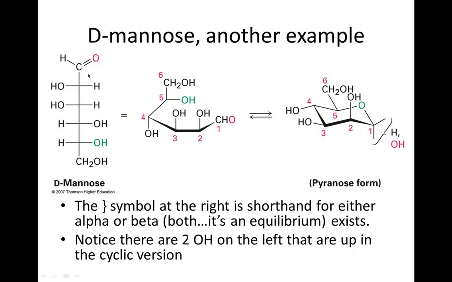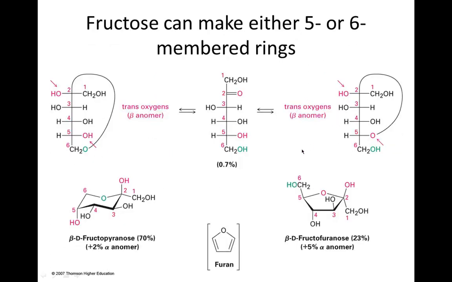You should be able to go from an open chain form to a cyclized form, and remember, left goes up, and you have to keep straight whether it's axial or equatorial, because remember those things alternate.